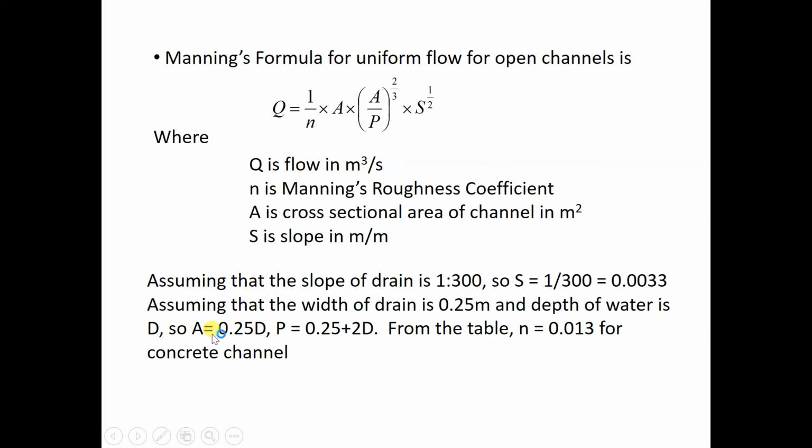So the area is 0.25 D. Sorry, I don't have a diagram. Actually, if in class I can draw a diagram on the whiteboard. The P is the wetted perimeter. P equals 0.25 plus 2D.